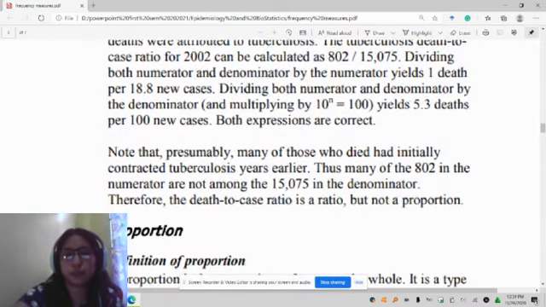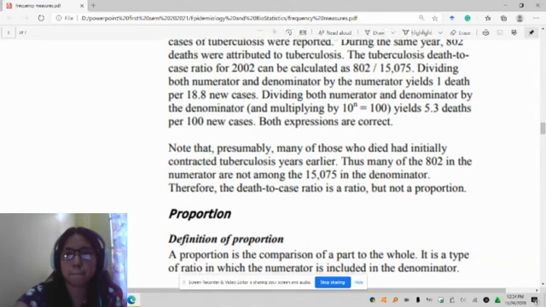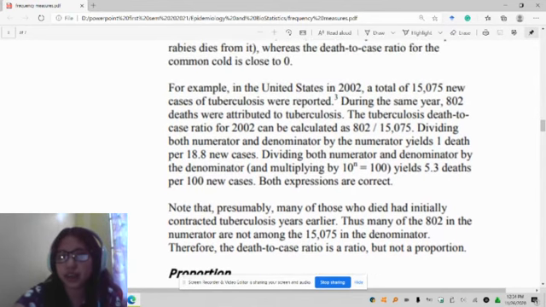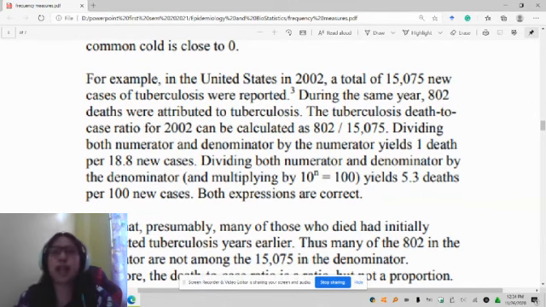Okay, so how about for proportion? Let us first consider an example here. In the United States in 2002, we had a total of 15,075 new cases of tuberculosis. During the same year, 802 deaths were attributed to tuberculosis. So the death to case ratio for 2002 can be calculated as follows: the number of deaths is 802, and the total of new cases is 15,075.